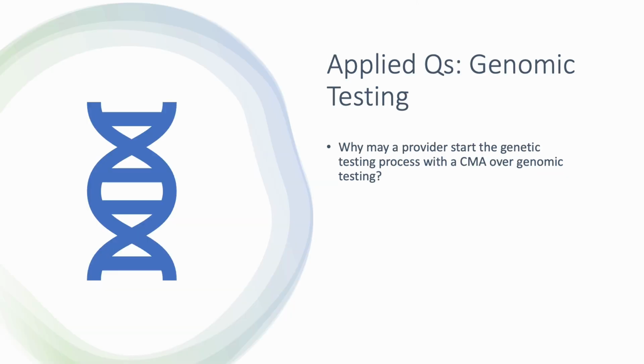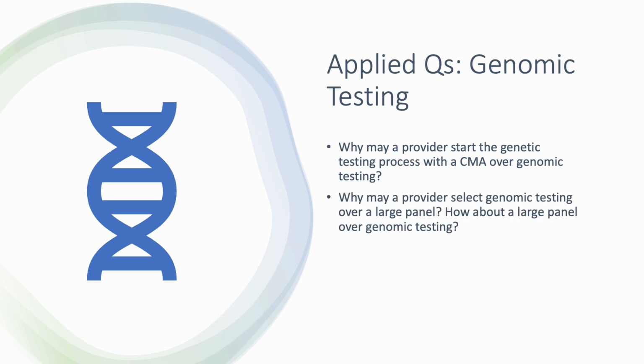As we close this presentation, some applied questions regarding genetic testing I want you to consider are as follows. Why may a provider start the genetic testing process with a CMA over genomic testing? Why may a provider select genomic testing over a large panel? How about a large panel over genomic testing? Finally, what are the best next steps if genomic testing results are negative?